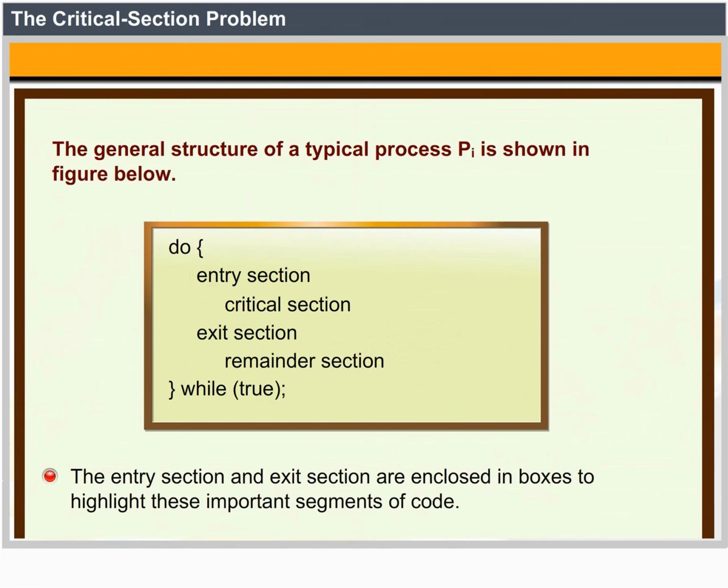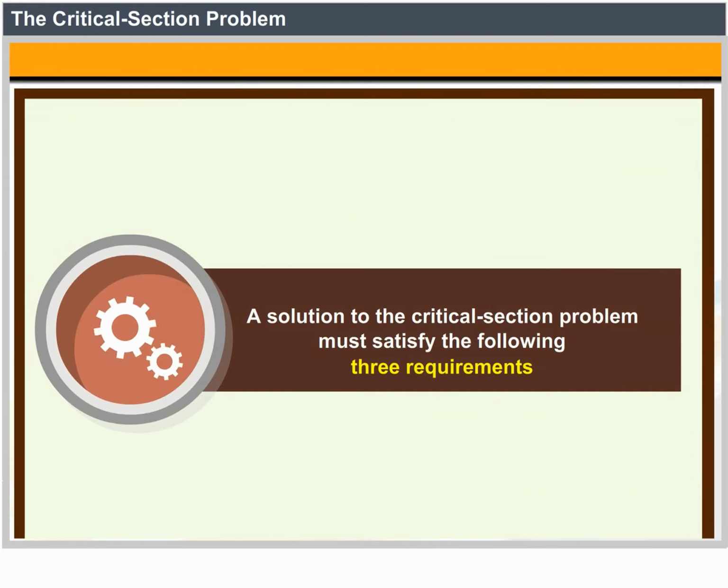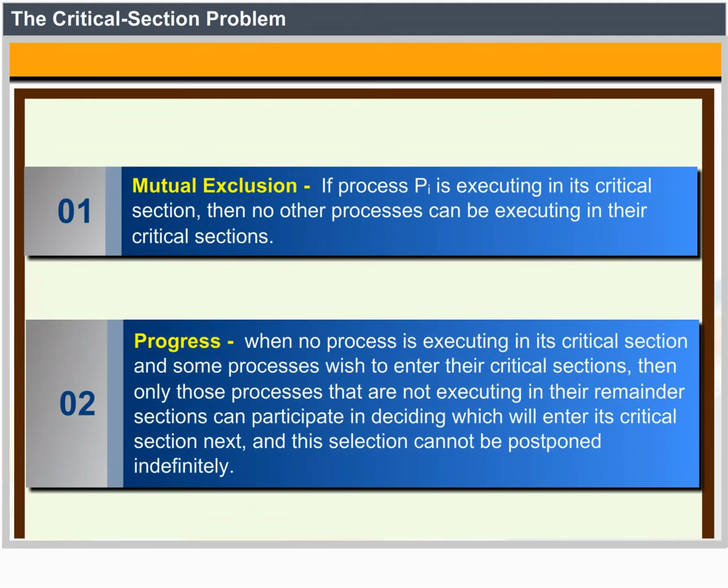A solution to the critical section problem must satisfy the following three requirements. Mutual exclusion: if process Pi is executing in its critical section, then no other processes can be executing in their critical sections. Progress: if no process is executing in its critical section and some processes wish to enter their critical sections, then only those processes that are not executing in their remainder sections can participate in deciding which will enter its critical section next, and this selection cannot be postponed indefinitely.